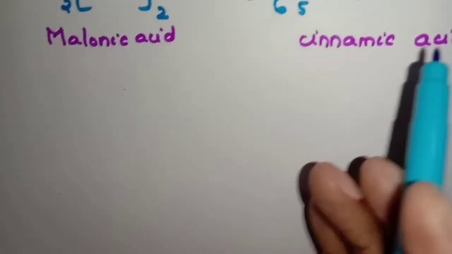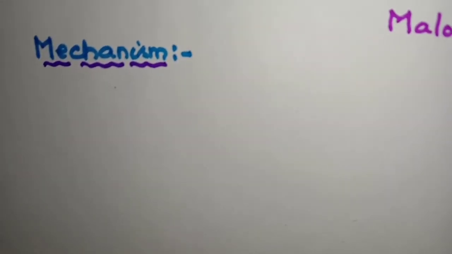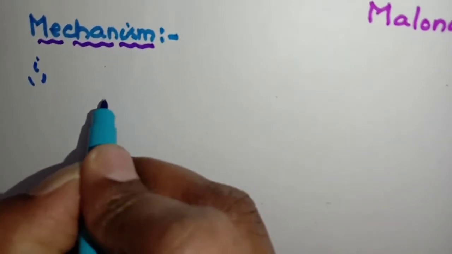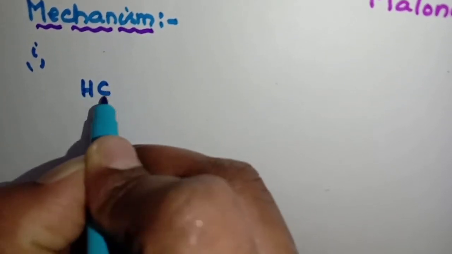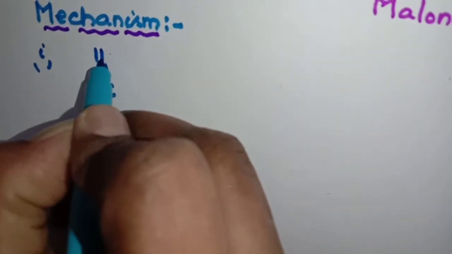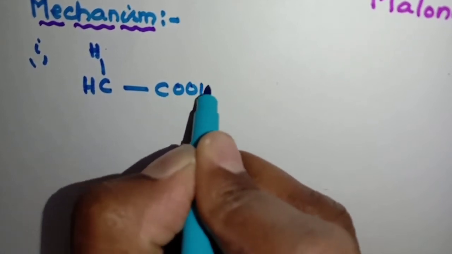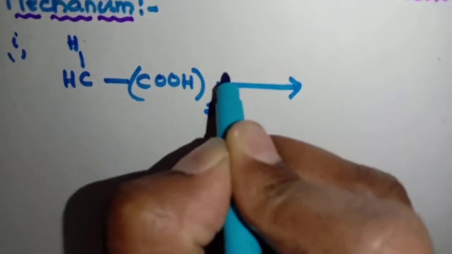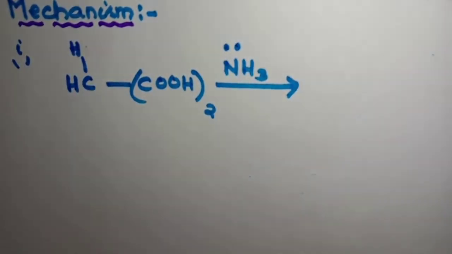Okay. Now let us look at the mechanism of this reaction. Carefully follow. Okay. So the first step is taking malonic acid. Malonic acid is CH2(COOH) twice, but I am writing one hydrogen separately. CH2COOH twice. So the reaction is taking place in the presence of a base. So ammonia is written here.